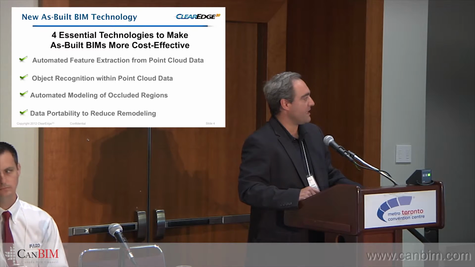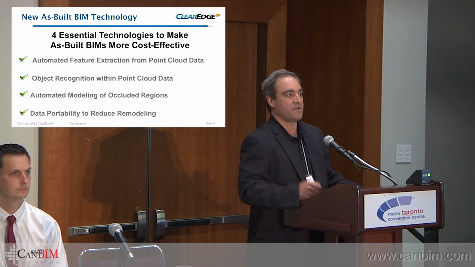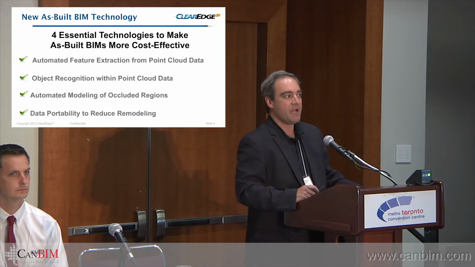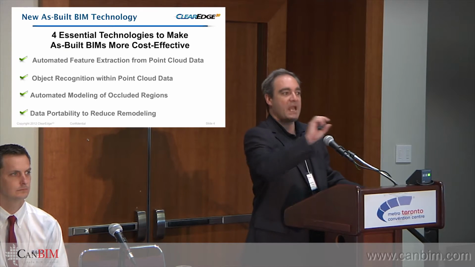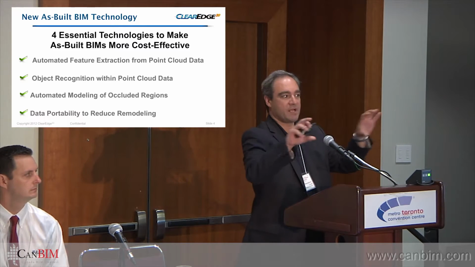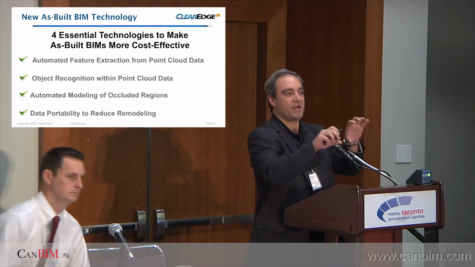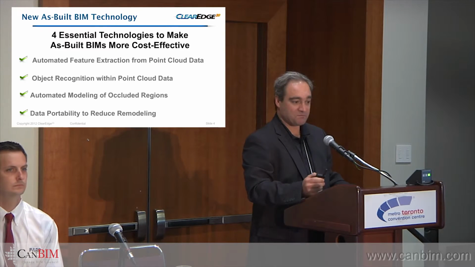The third one is automated modeling of occluded regions. If we think of a water treatment plant and we're laser scanning that facility, there may be a beam, so we may not actually scan that whole pipe. Automated modeling will recognize that there are 2 pipe segments and will automatically extend it to make it 1 pipe segment or 1 beam, as an example.